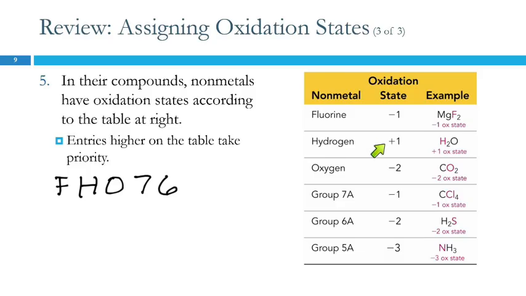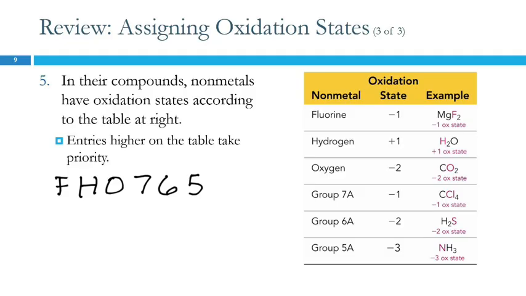Hydrogen, as an ion, what's its charge? +1. Oxygen as an ion, what's its charge? -2. Group 5A elements, this is like nitrogen. What's their charge? -3. These are the charges that these elements have when they become ions. We know all of those already. So all we have to do is remember the order. PHO 765. Pho 765. So we have to add a 5 on here, but that's just counting backwards.